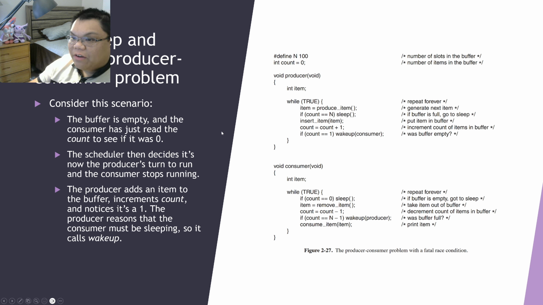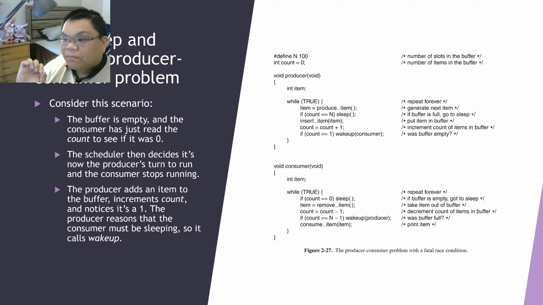So consider this scenario. The buffer is empty, and the consumer has just read the count to save it with 0. The scheduler then decides it's now the producer's turn to start running, and the consumer stops running. The producer adds an item to the buffer, increments count, and notices it's a 1. The producer reasons that the consumer must be sleeping, so it calls wake up. So what happened is this.